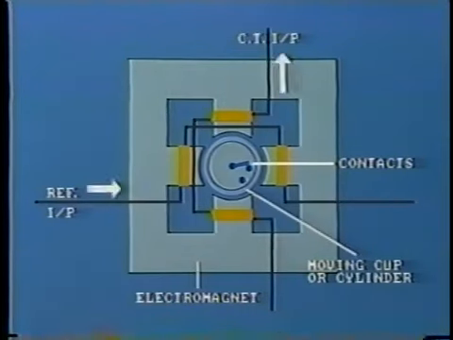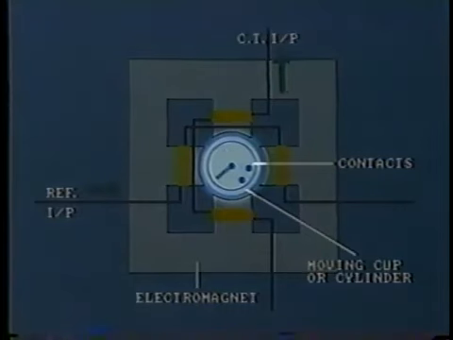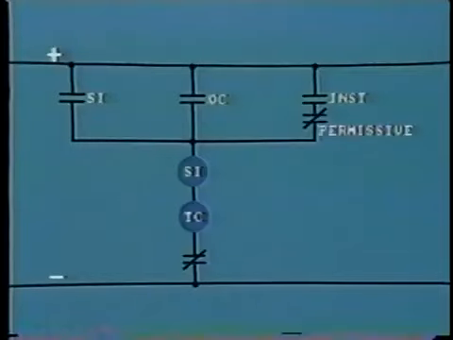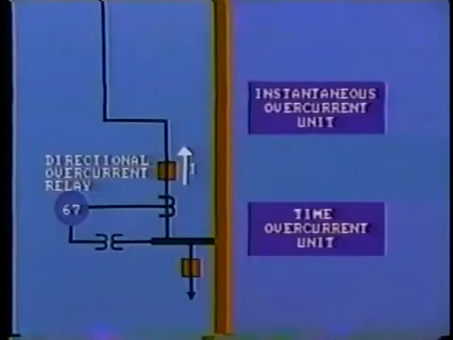Now, if the flow of primary current reverses, then the aluminum cylinder will immediately take up a new position. Its contacts will now allow rotation of the time overcurrent disk, and the relay can operate. It will also close the permissive contact in the instantaneous relay tripping circuit. This constitutes directional control of the overcurrent relay. Of course, there are various other methods for achieving the same result, but the concept is the same.